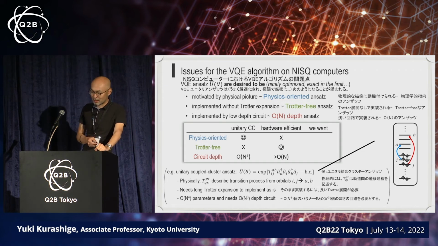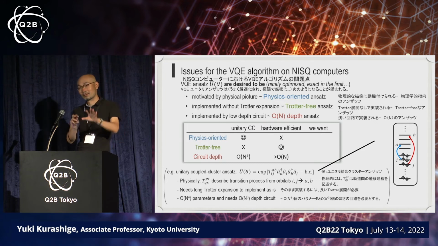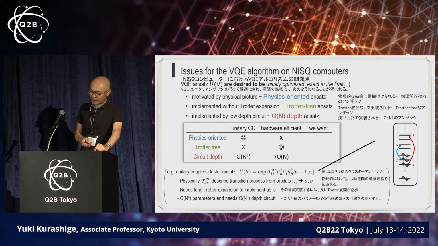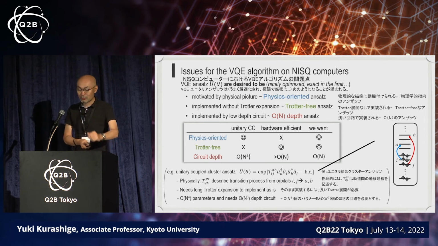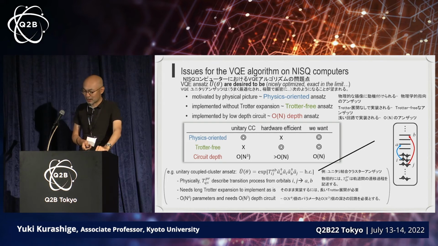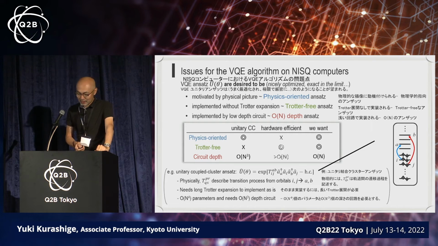And the other one is highly efficient. This is not based upon physics, but this is friendly to hardware. Therefore, the circuit can be shorter and Trotter-free, because that concept cannot be applied. It has nothing to do with it. And what we're doing is to satisfy these two. We would like to look for an ansatz and a shorter circuit satisfying these two.